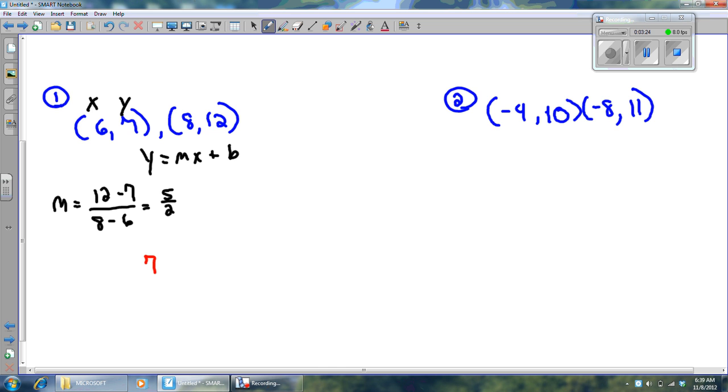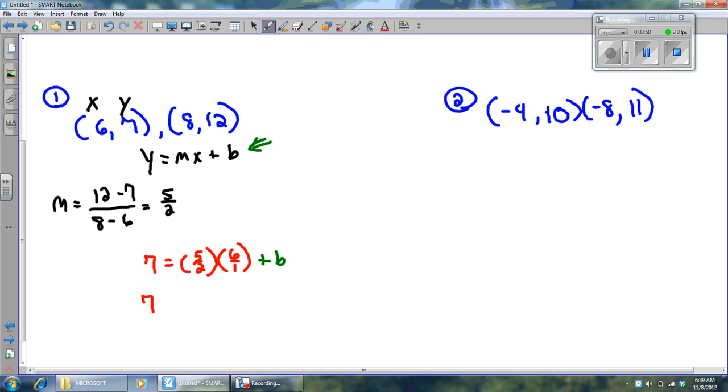Y is going to be 7. M is 5 over 2, or 5 halves. X is 6 over 1. And then remember, I'm solving for b. Now I used to have this equation with 4 variables, and with just a little bit of work, I turned it into an equation with 1 variable. Now I can solve for that 1 variable.